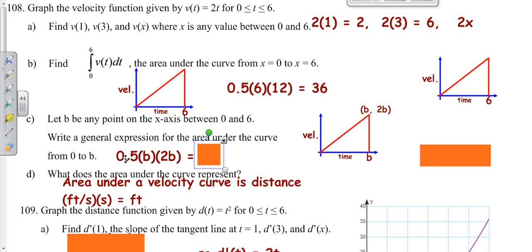And when we multiply, your half undoes your 2, and you get b squared. So in other words, it's saying no matter how far you are over here, your area is just going to be that number squared. And that's what we noticed up here. When you were 6 over, our area was 6 squared, or 36.